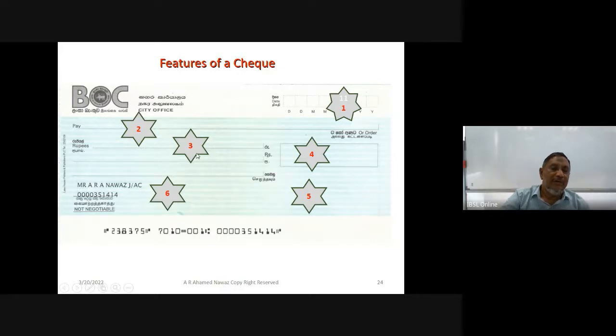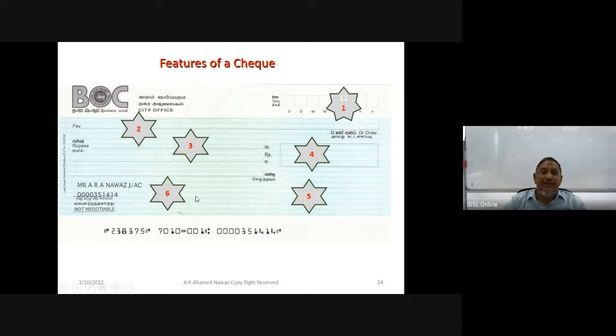The value in writing, in words. And number 4 is the value in figures. Number 5 is the drawer's signature, who is giving this order to the paying banker, right? This is the order to the paying banker to give funds to this particular payee on demand, when presented for payment. That's the agreement. Then number 6 is the crossing. The crossing is also a statutory feature of a check.